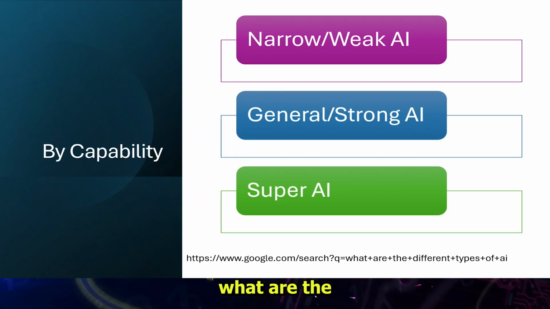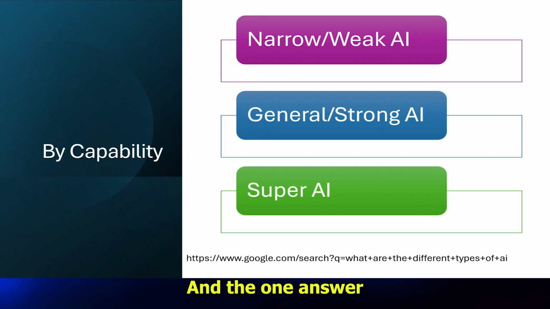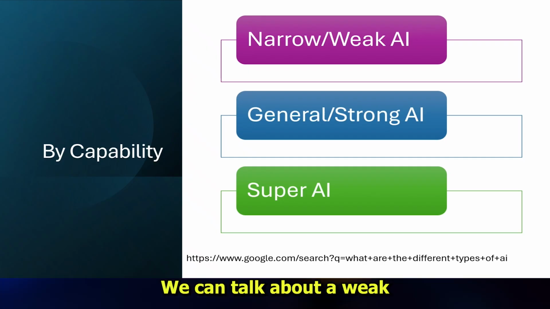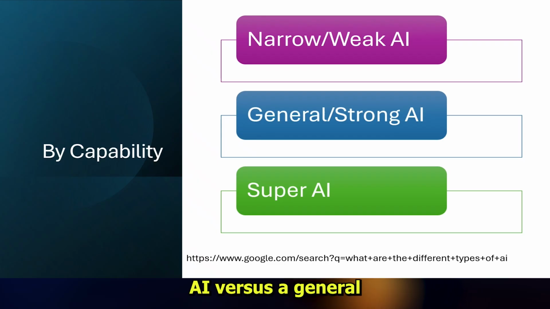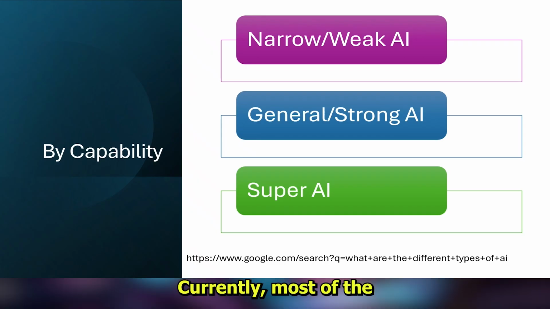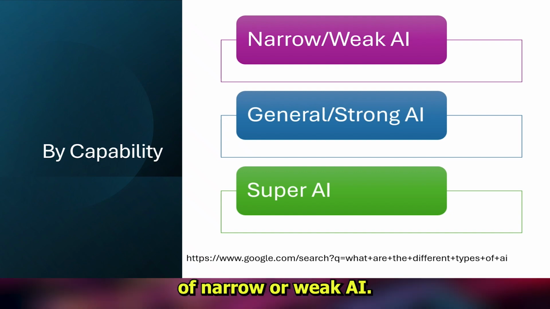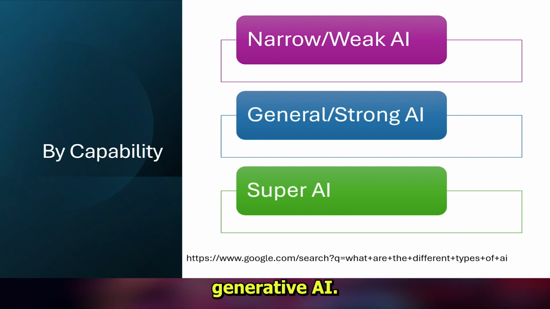I asked AI, what are the different types of AI? And the one answer that came back quickly is by capability. We can talk about a weak or a narrow AI versus a general or stronger AI, and then the super AI. Currently, most of the AI tools used in healthcare are in the category of narrow or weak AI. Yes, this includes generative AI.